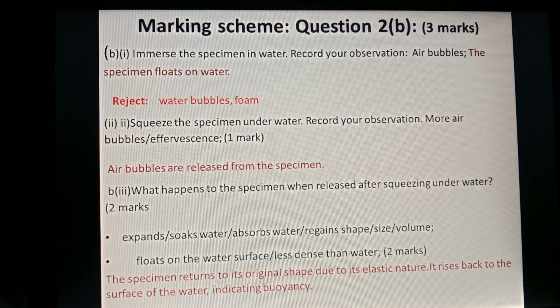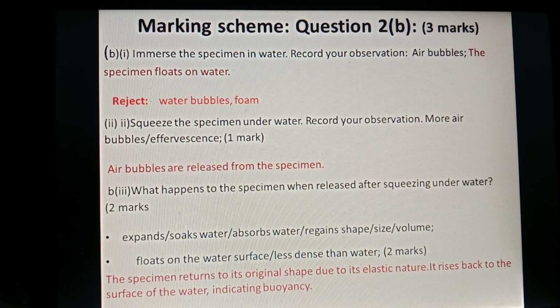Immerse the specimen in water, record your observation. The observation is that there are air bubbles, or you can say the specimen floats on water. Reject water bubbles or foam. Roman 2, squeeze the specimen underwater, record your observation. More air bubbles is the observation, or you just say effervescence. Or you can say air bubbles are released from the specimen.